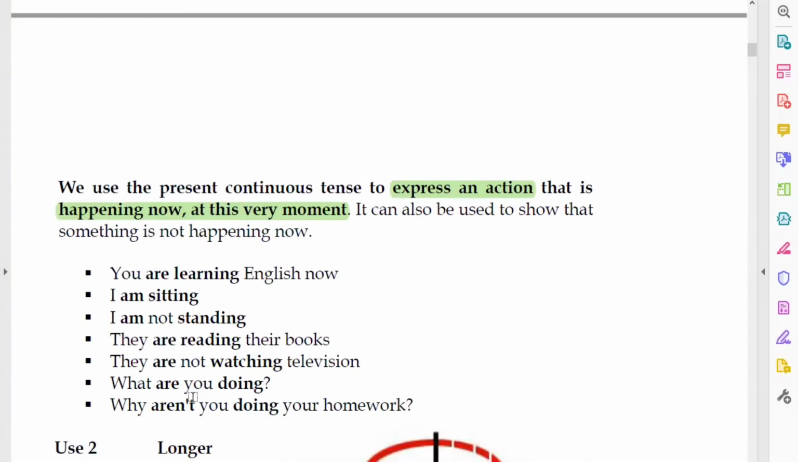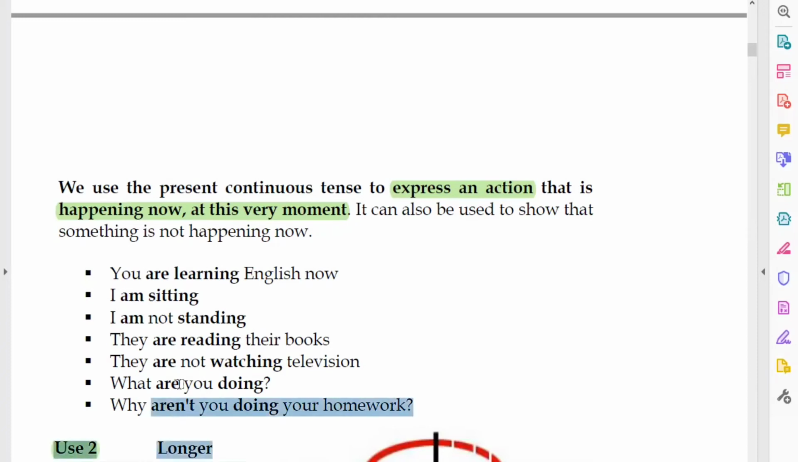You are learning English now. I am sitting, I'm not standing. They are reading, they're not watching television. What are you doing? Why aren't you doing your homework? Now, we have talked about how to make negatives and questions, and now you can see in these examples, the negatives and questions are given in present continuous tense.